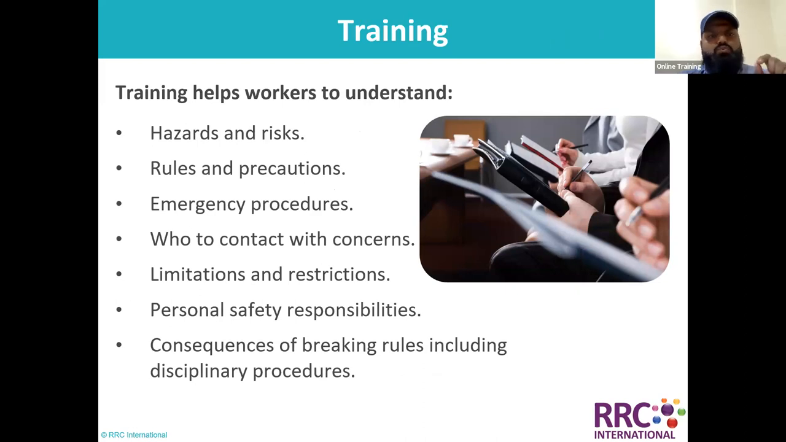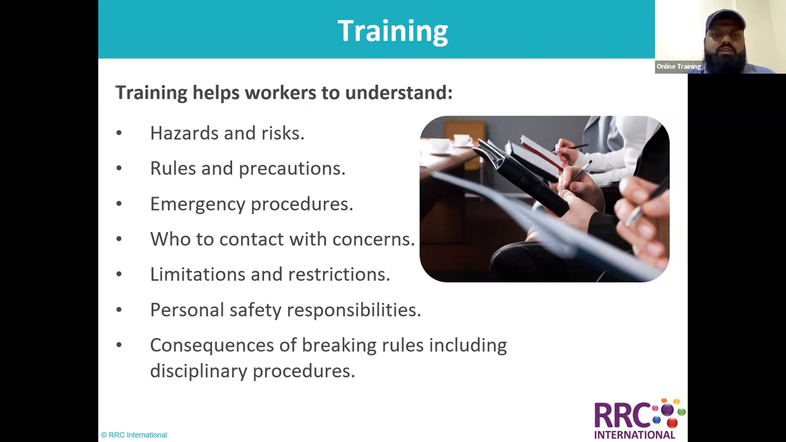Okay, we move to the module part, where we discuss hazards and risk, rules and precautions, emergency procedure, who to contact with concern. These are the points which we need to include in our modules of training. For example, if I am conducting work at height, confined space entry training, rigging and lifting training, excavation training, hot work training, all these points should be included in those training modules.